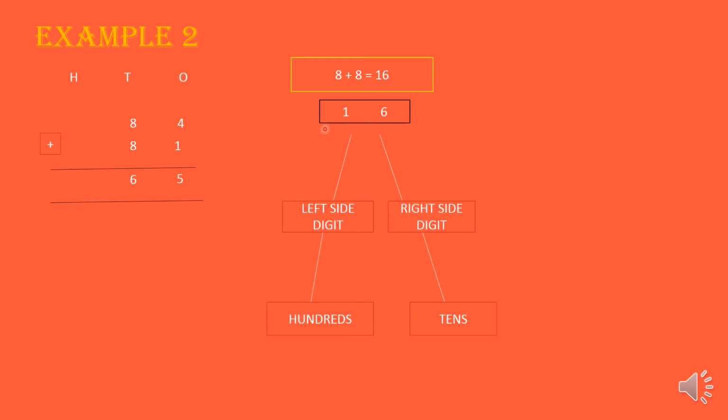So now I'm writing 6 under tens column. Next I'm writing 1 under hundreds column. Okay, children. So here nothing is there to add. So I'm bringing down that 1 down here like this. So this is the answer, 165. This is a simple tip. You can use this tip. Okay, don't get confused. Always right side digit will come under tens column, left side digit will come under hundreds column, like this.